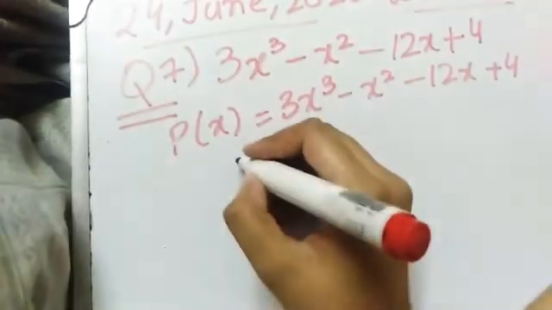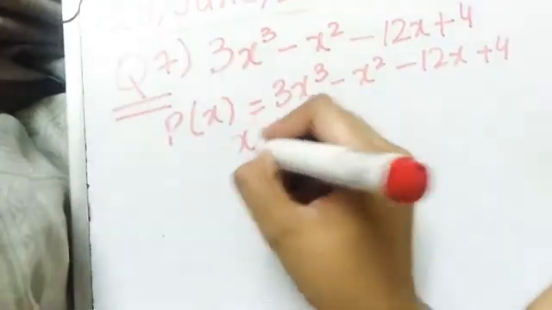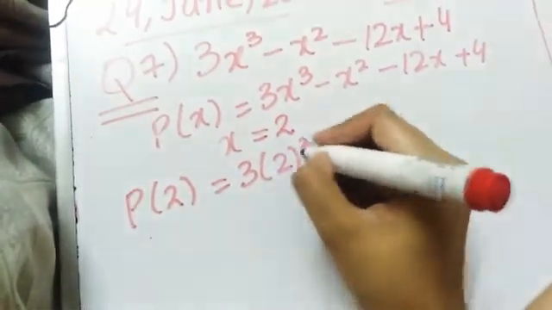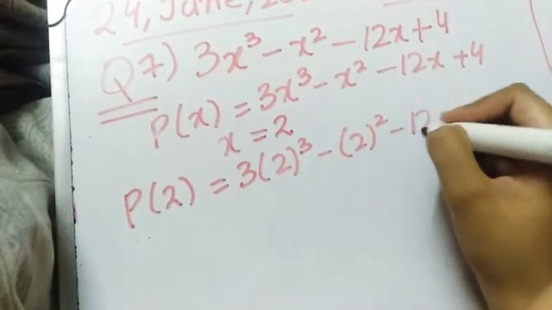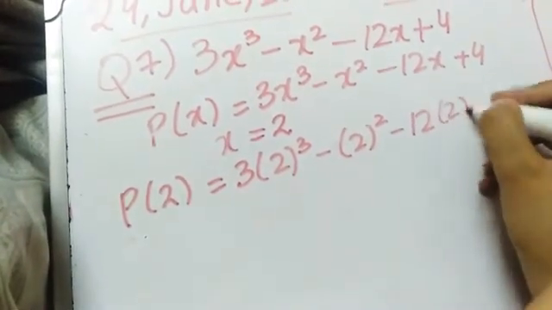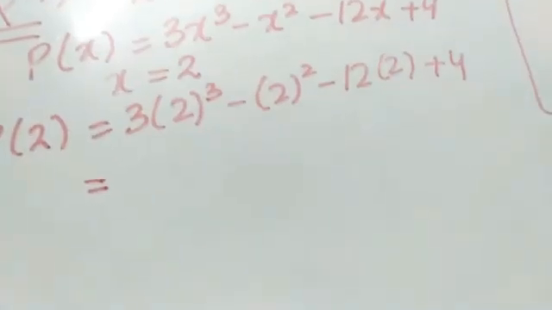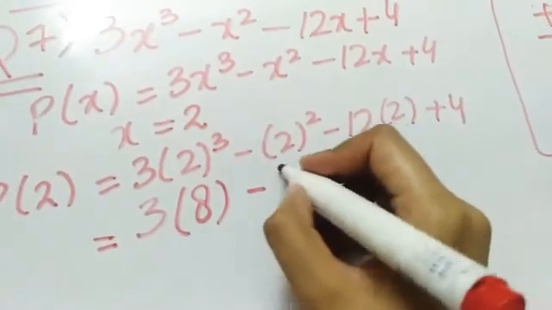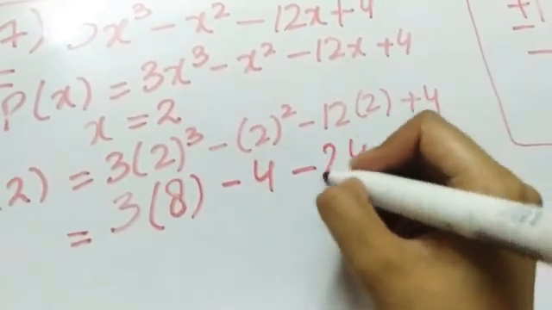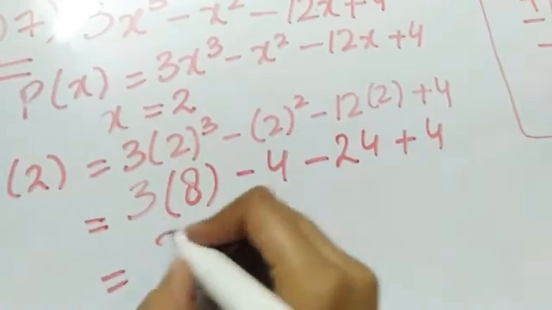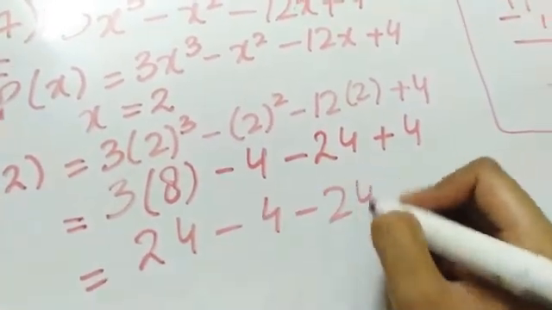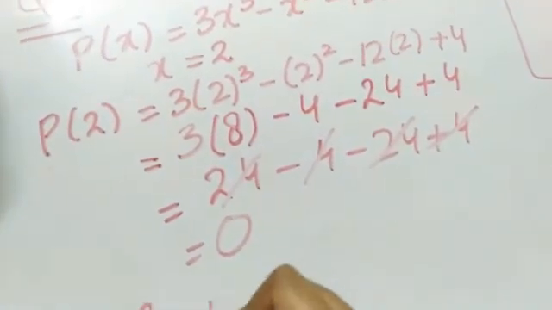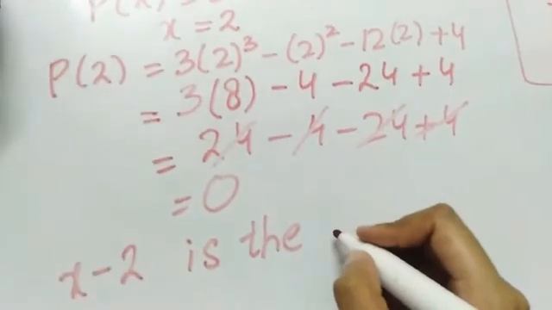So I'm checking it for x equals 2. It will be p of 2: 3 times 2 whole cube minus 2 square minus 12 into 2 plus 4. Now let's solve it. It will be 24 minus 4 minus 24 plus 4. So the terms will cancel out and there is 0. So we will say x minus 2 is a factor of p of x.